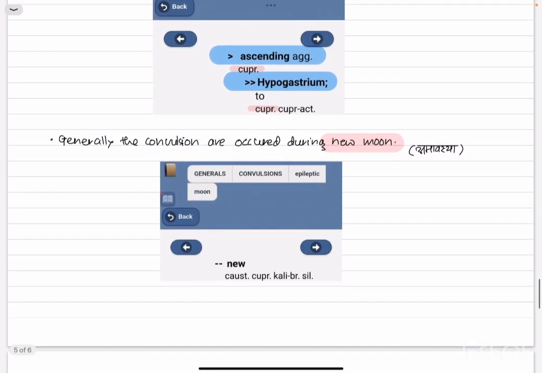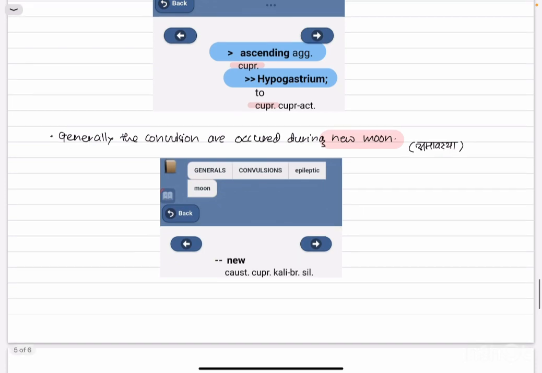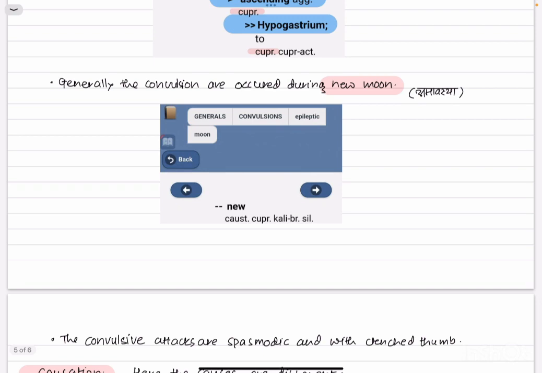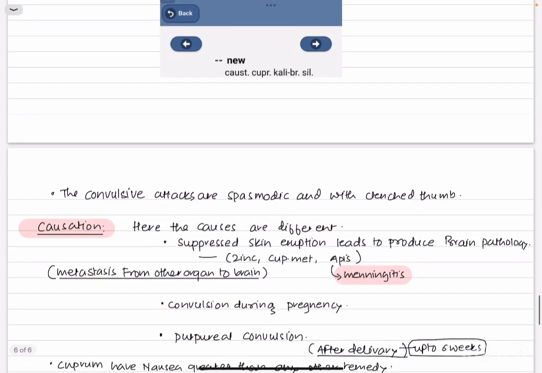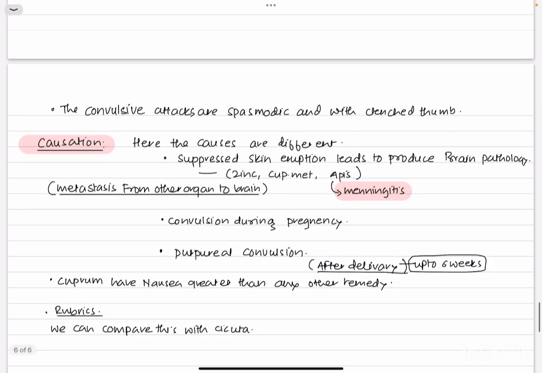Now the second important thing about Cuprum met is that he gets an epileptic attack on a new moon. When it's a full moon, it is Bufo Rana, and in Cuprum met we get this attack on a new moon. In new moon there are some other remedies also: Causticum, Cuprum met, Calcarea, and Silicea. So these are the remedies which have convulsions during a new moon. These are the major differences between Bufo and Cuprum metallicum.